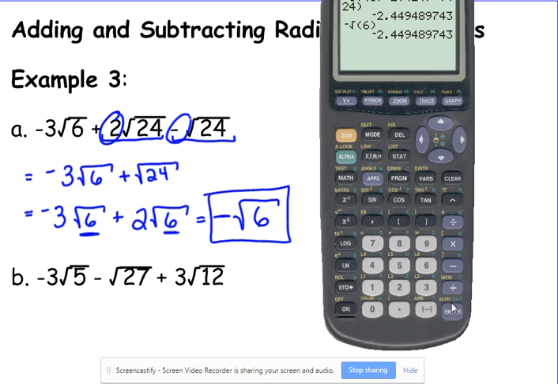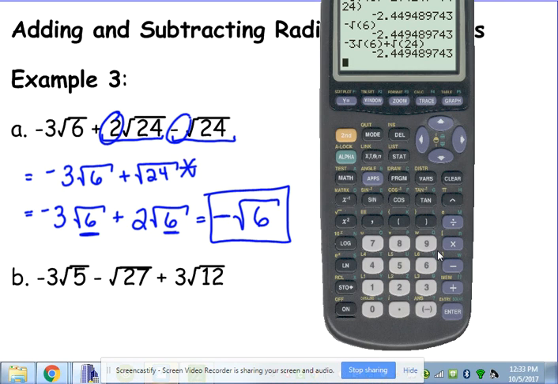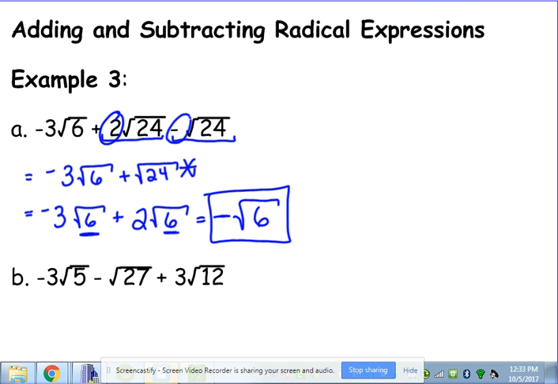Now, again, if you go to check it, it does not guarantee that you have the absolute simplest answer. Because if I had typed in negative 3 square root of 6 plus the square root of 24, guess what I would have also gotten? The exact same decimal. But this answer right here is not fully simplified. It's equivalent to the other two, but it's not in the most simplified version. Okay, so keep that in mind. It's a good thing to check, but it doesn't guarantee that you have the simplest answer.